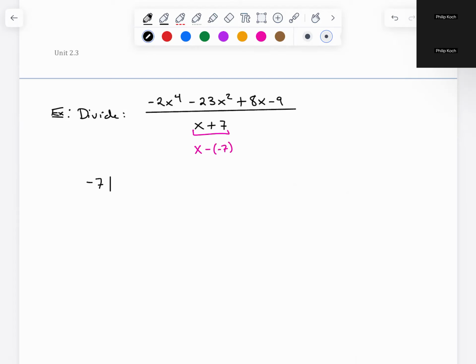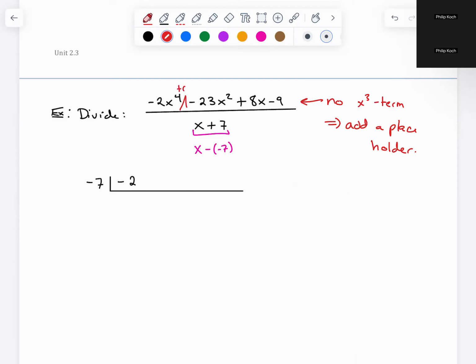And then we set up the synthetic division, and we can do synthetic division here because we're dividing by x minus c, 1x minus a number. If it was x squared or if it's 5x, we would not be able to use it. And we're going to know why this is useful for us in just a moment. So negative 7 divided into negative 2x to the fourth. Then notice that there is no x cubed term. So we're going to add a placeholder. So we're going to add a plus 0x cubed.